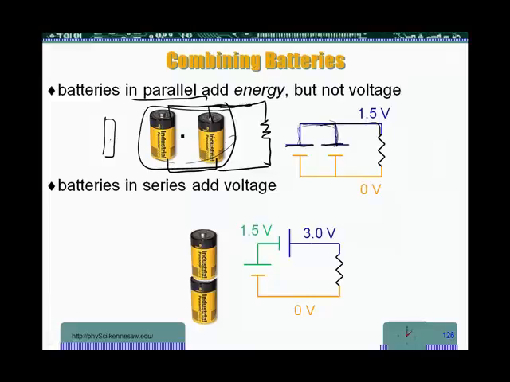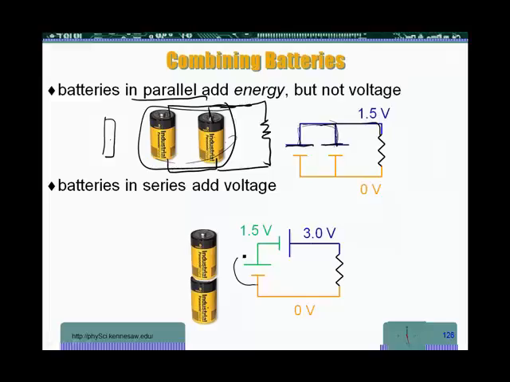Now, what about if we place the batteries in series instead, one on top of the other, and connect the positive lead of one of them to the circuit and the negative lead of the other one to the circuit? The story then is different.